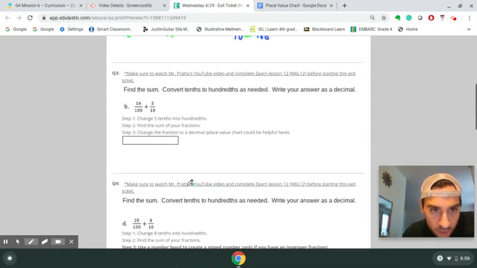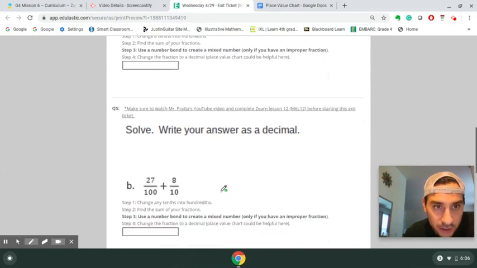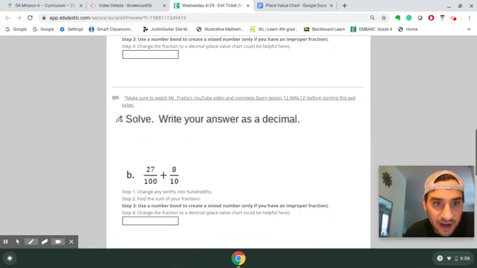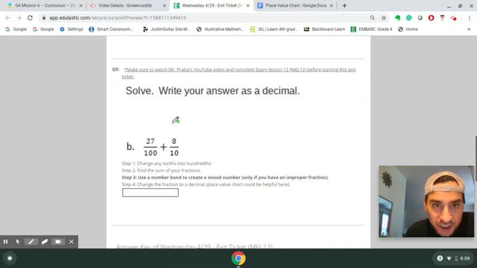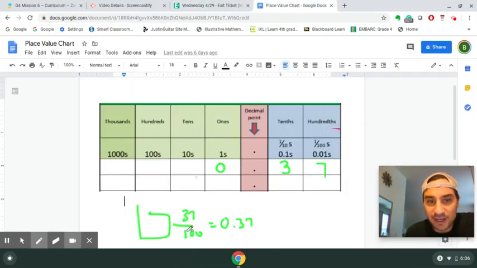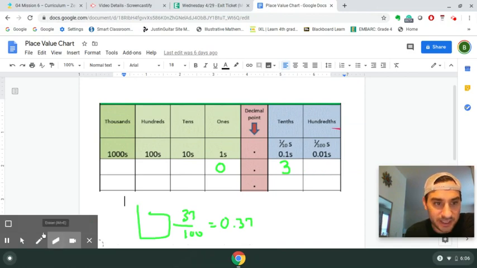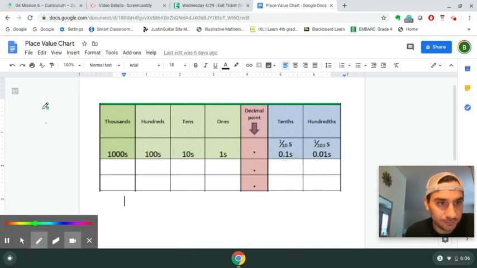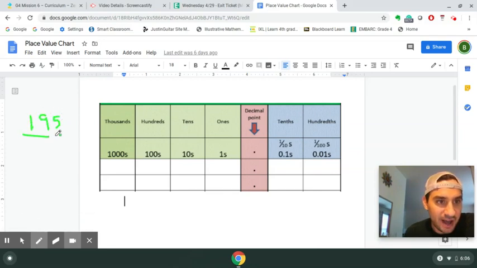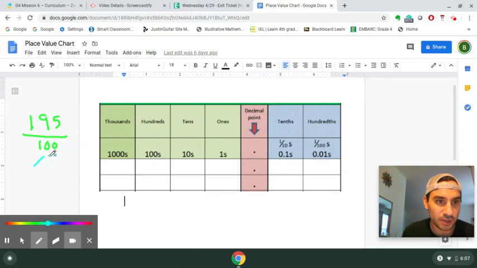All right, I'm going to help out on one more problem. Let's go to question number 5. So you should be able to change this number here into hundredths, okay? Then you'll be able to add them together. Now your answer will be an improper fraction, okay? If you ever have an improper fraction, here's an example one. Let's take 195 hundredths. If I want to create a mixed number, let's use our number bond.